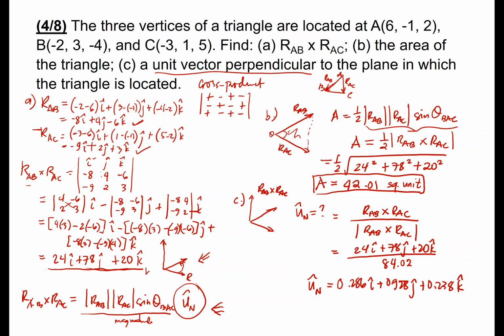This cross product vector can be expressed by a magnitude and a direction. This unit vector is only the direction, and the magnitude is 84.02, and that magnitude is directed along this unit vector. That's the physical meaning of this value. This is only the direction. The magnitude is 84.02.